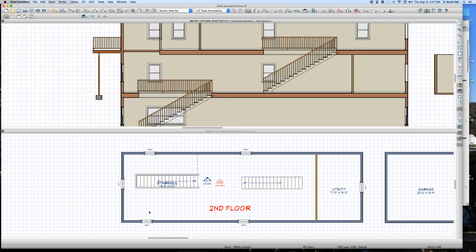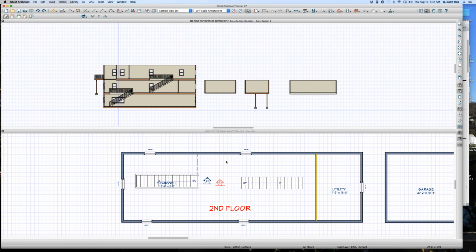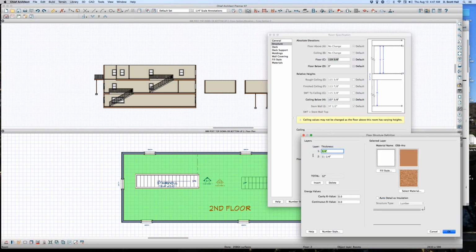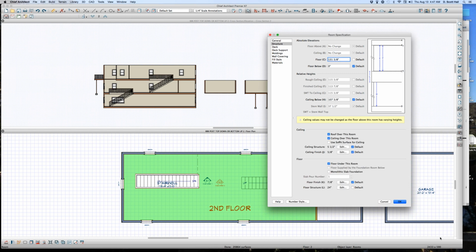Control Z. Back to square one. Now I'm going to select this room on the far right. You see my arrow over here on the far right? I'm selected on the far right. Floor structure. I'm going to add 12 inches to this, 23 inches. What floor is going to go up?